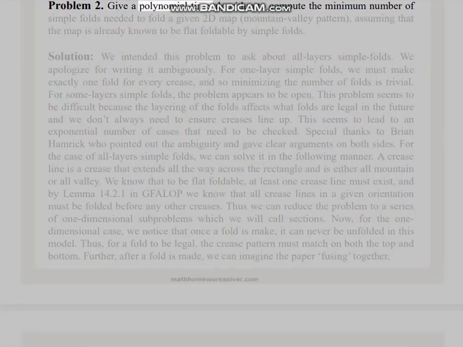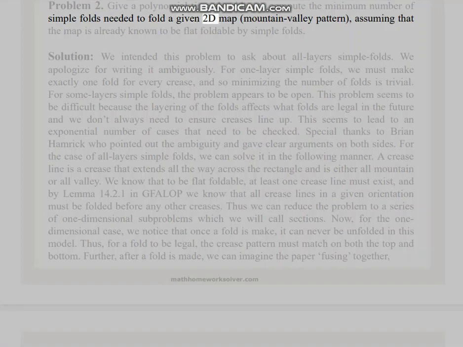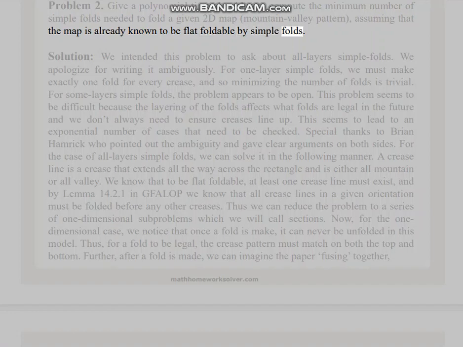Problem 2. Give a polynomial time algorithm to compute the minimum number of simple folds needed to fold a given 2D map, mountain-valley pattern, assuming that the map is already known to be flat foldable by simple folds. Solution. We intended this problem to ask about all layers simple folds. We apologize for writing it ambiguously. For one layer simple folds, we must make exactly one fold for every crease, and so minimizing the number of folds is trivial. For some layers simple folds, the problem appears to be open.